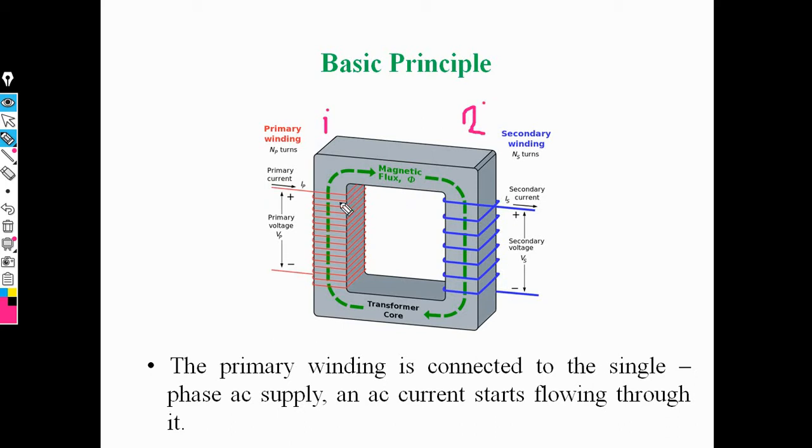Okay, now here these are the number of turns used in the primary side, that is NP. NP for number of turns used in the primary side. Then NS, that is the number of turns used in the secondary side. Okay, that is NS. This is the primary side and this is the secondary side.